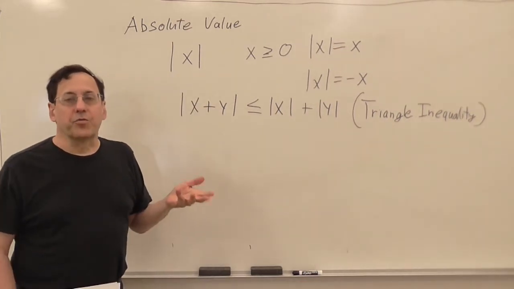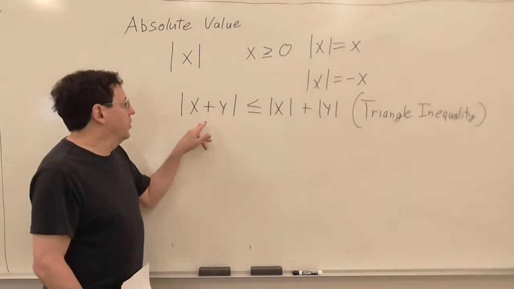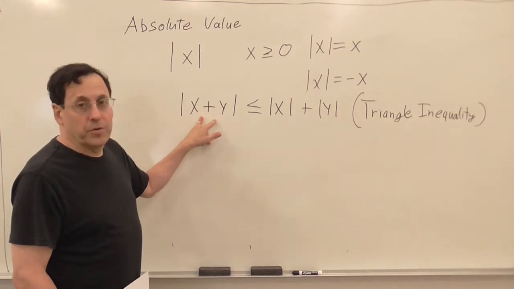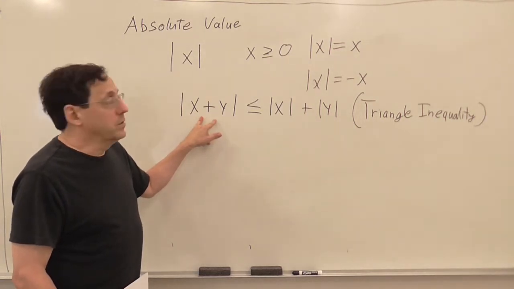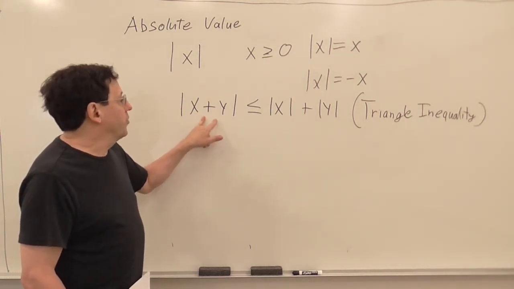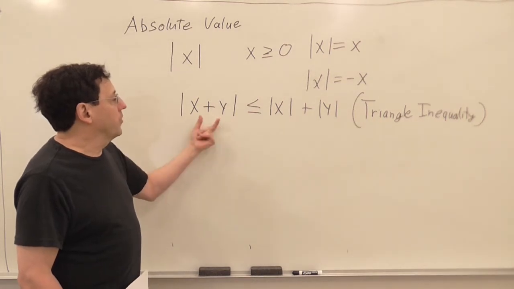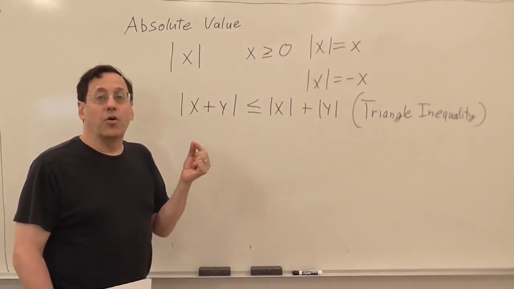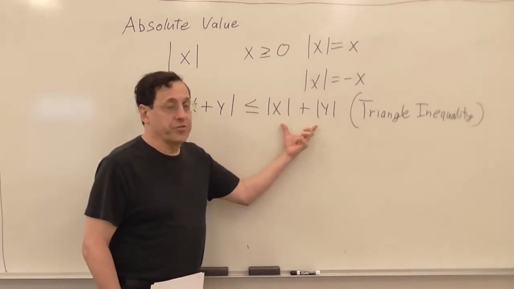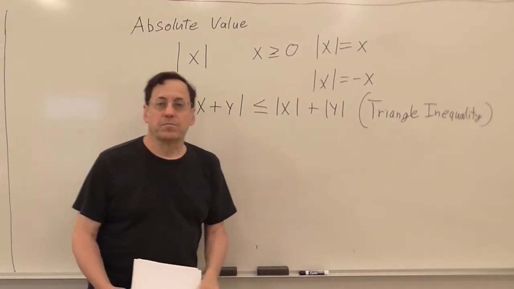So the only case that really has any interest is when one of these is positive and one of them is negative. Well, when one of these is positive and one of them is negative, when you add them together, you're going to get a smaller value than if you add the absolute values of each.